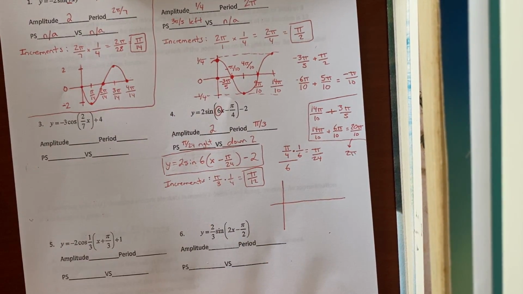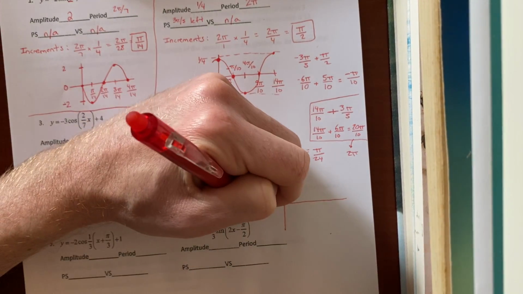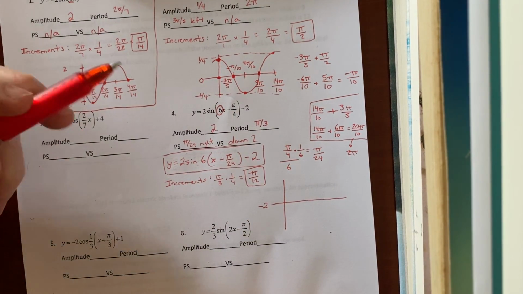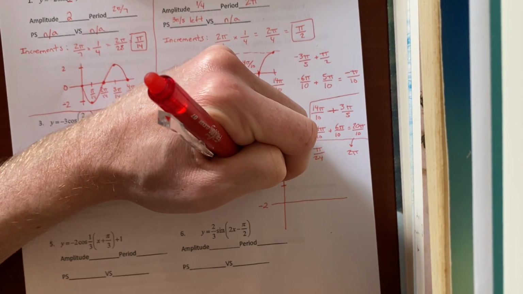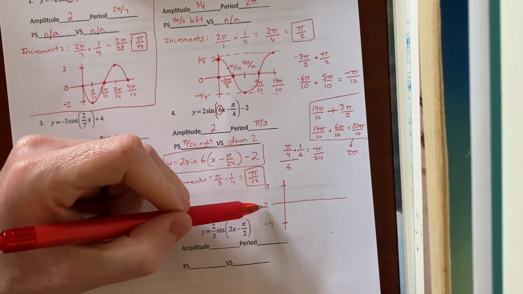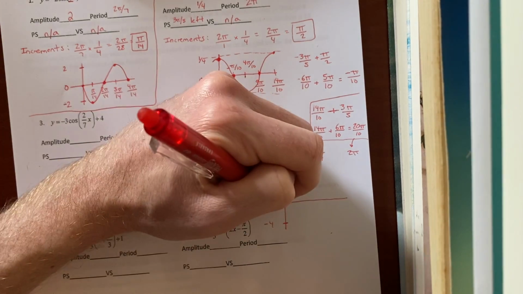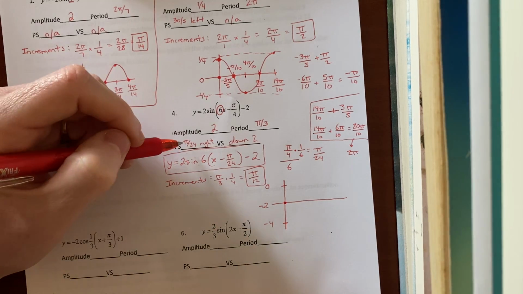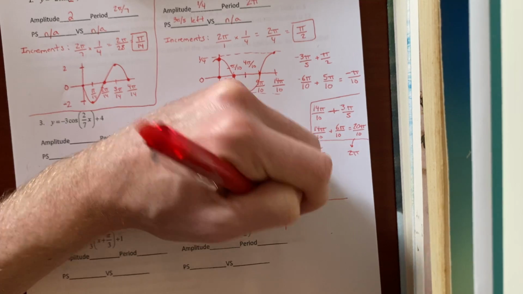I always label my y-axis first. Remember, the k value turns into your midline, so this one actually has a vertical shift. We're starting at a midline of -2. Since my amplitude is +2, which is always positive, I go up to 0 and I go down to -4, right? I'm just adding 2 to the midline and then subtracting 2 from the midline. And then what is my starting point? I have pi over 24. So this is starting at a positive pi over 24.